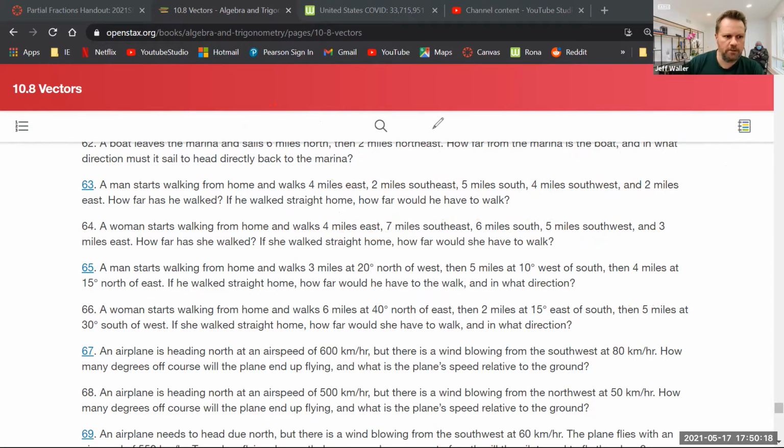So one thing you could do: what do you do once you have the south and the east? You collect all your east together, and you got your south. This is west and east, and this is north and south. Look, what do I have under east? I've got 4 miles east. I've got 3 miles east. And then I've got 7 rad 2 over 2 miles east. And then I've got 5 rad 2 over 2 negative because it's going west.